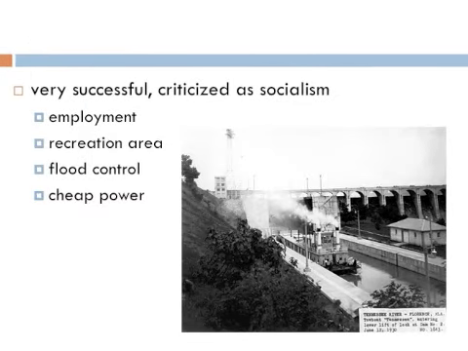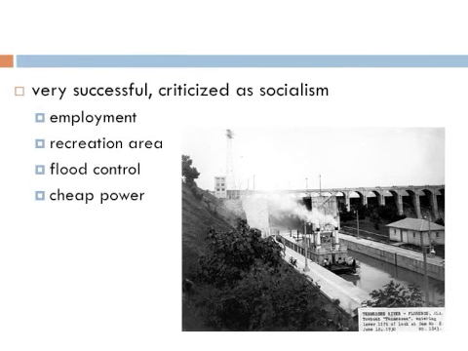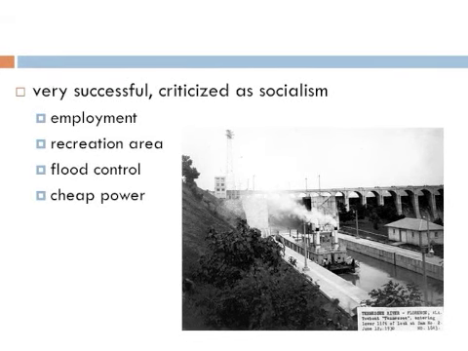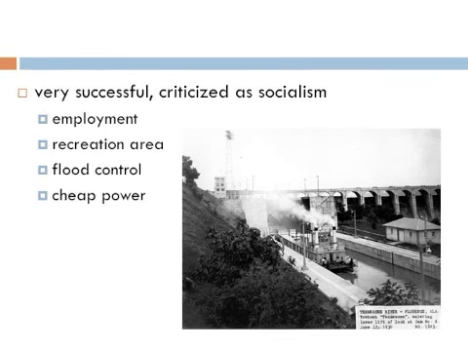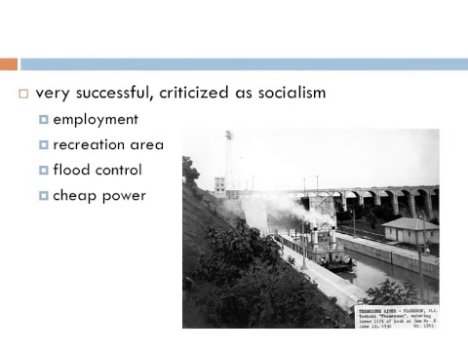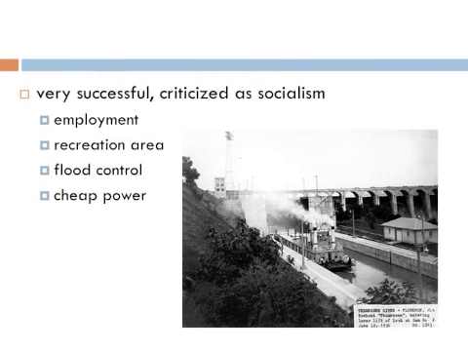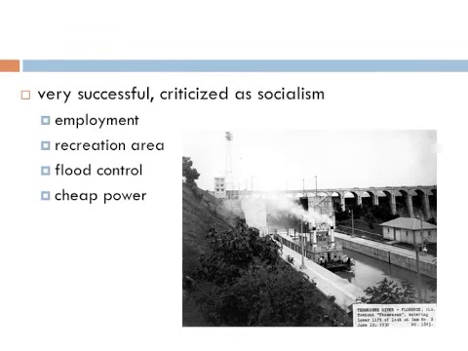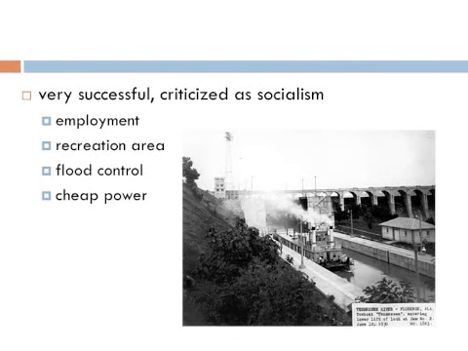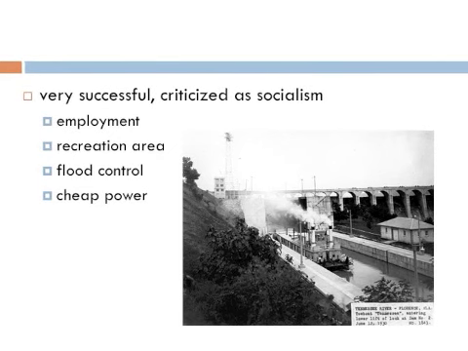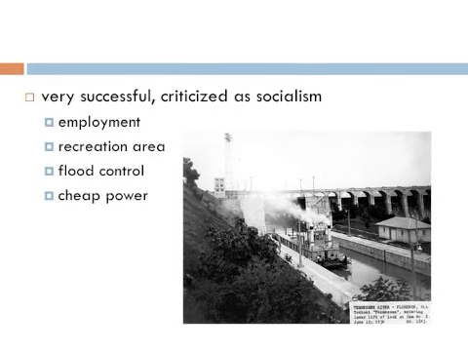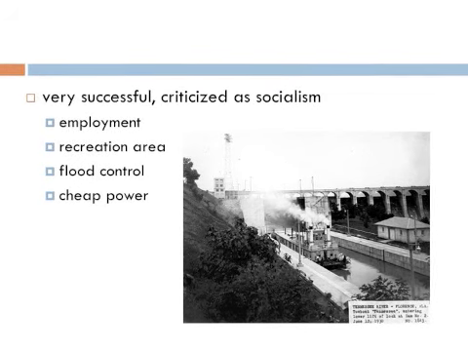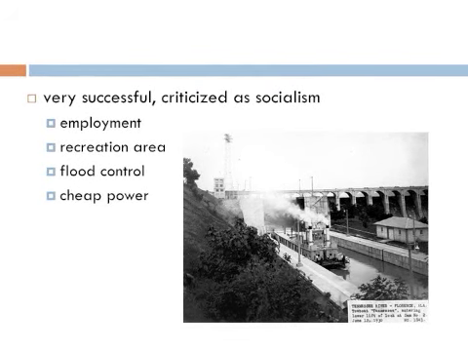Now, though the TVA was very successful during its time period and still fairly successful today, it was criticized as socialism for the things that it did. And those things were as follows. First of all, it put a lot of people to work building dams, setting up electrical grids, building recreation areas, and so forth. It was also tasked with flood control and cheap power. Because of the TVA during this time period, a lot of rural areas in the South got electric power that did not have it before.